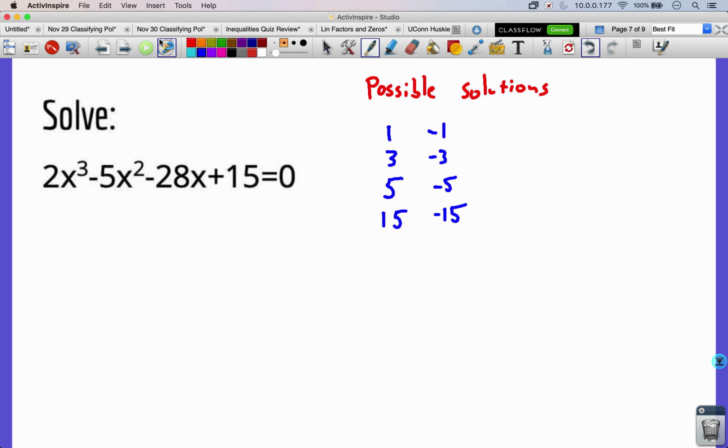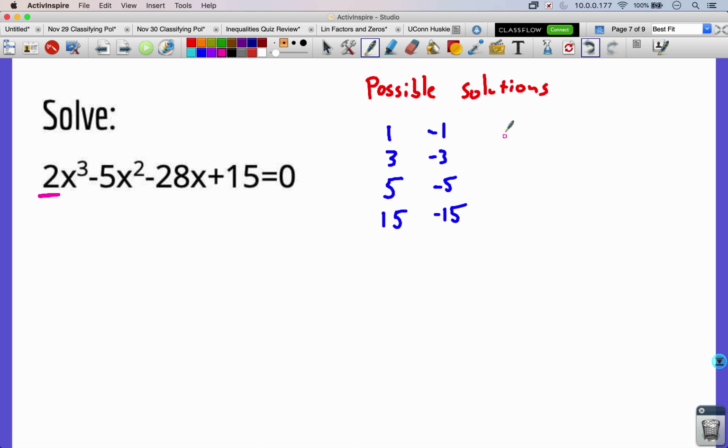And now that last over first thing comes into play because technically I have to now take all of these and put them over 2 because I do have a leading coefficient that's not 1. 2 has got the factors of 1 and 2.